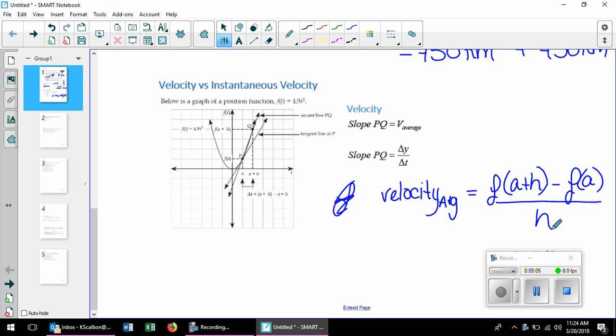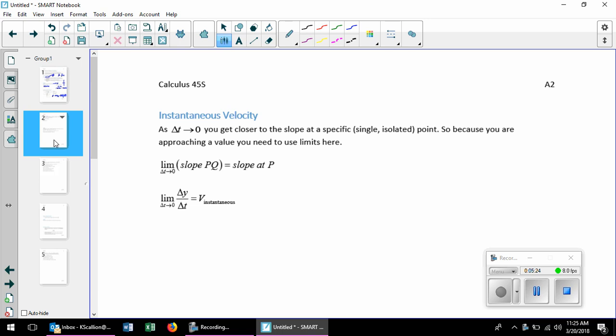Okay, so if I want to find the average velocity, I'm going to take the position at the far point, subtract the position at the point I'm looking for, the f of a, and divide by that distance. That's going to be my average velocity. Now, if I'm going to do instantaneous velocity, this is just your limit. This is the one that we've already done.